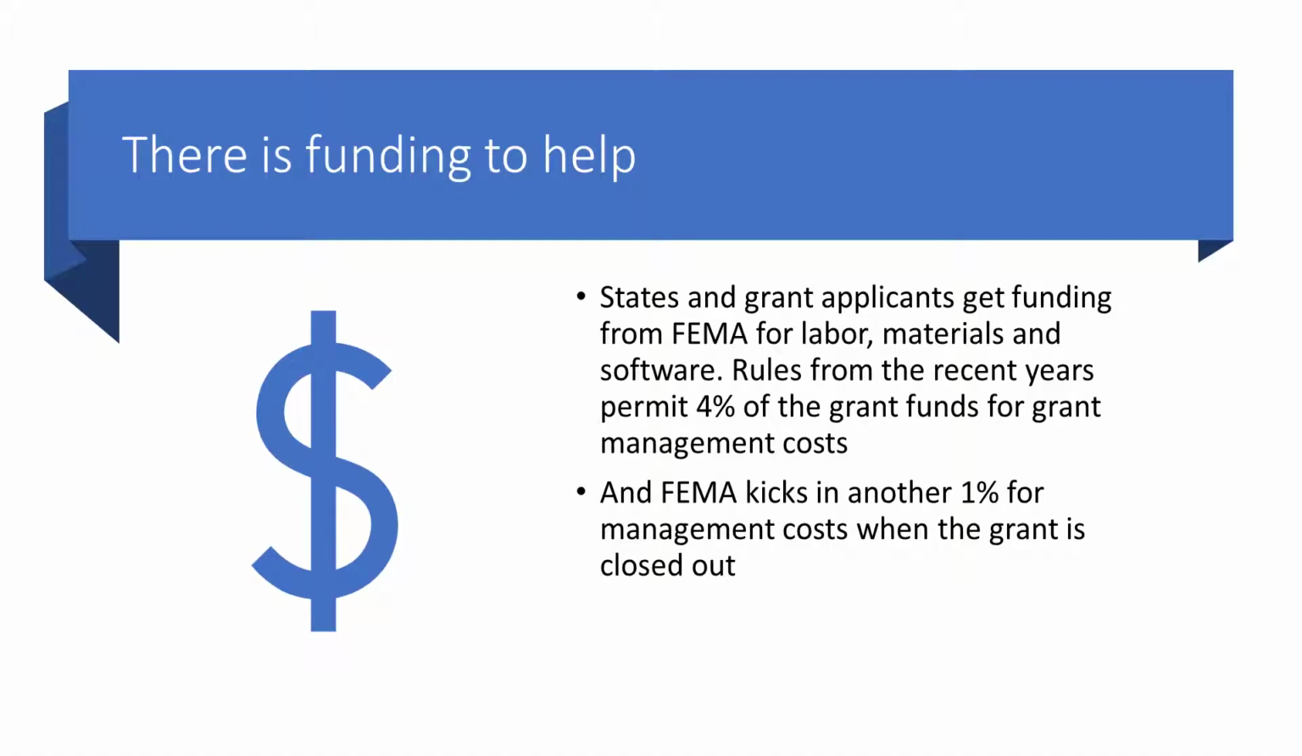Thankfully, there's funding for this process. States get funding from FEMA for this process, and so do grant applicants. Rules from recent years permit 4% of the grant funds for grant management costs. And FEMA kicks in another 1% for grant management costs when the grant is closed out. These funds pay for labor, materials, and software. Oh, like ours. During the recent years, we have been paving the path, putting up guideposts, enhancing our scorecards and graphics to help you navigate the process with confidence.